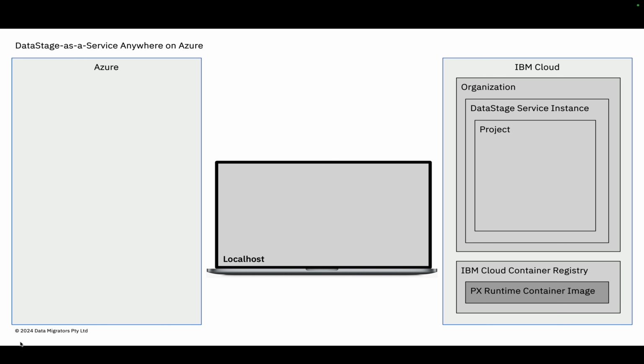Also on IBM Cloud is an IBM Cloud container registry, within which there is an image for the parallel runtime container, which is what's going to get deployed into our Azure environment.